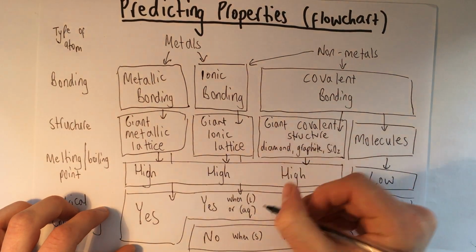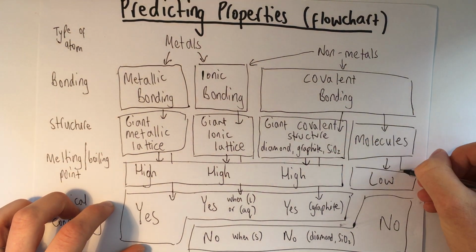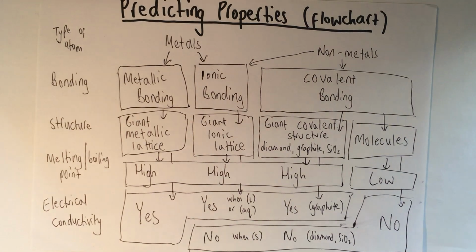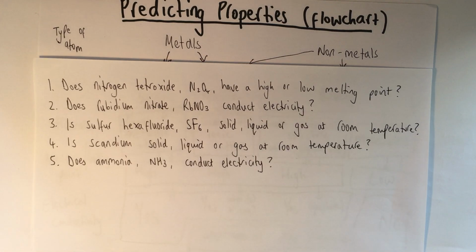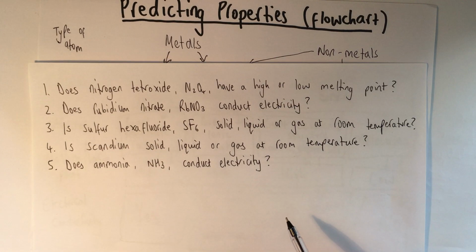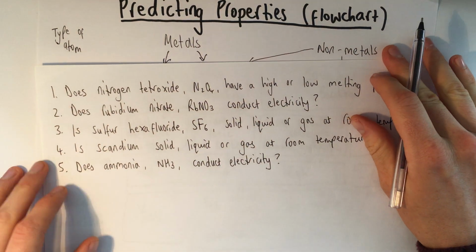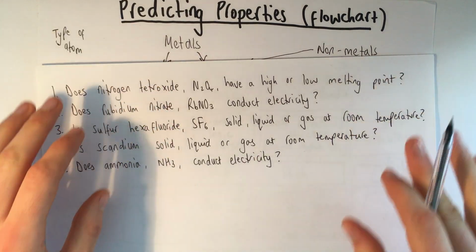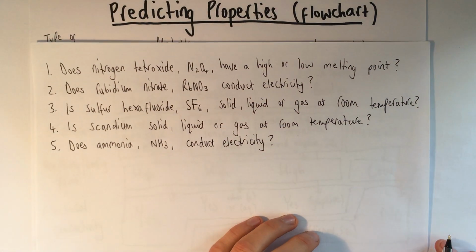Just get those last arrows in. Let's use that flowchart then to answer the questions that I showed at the start. I don't know anything about these elements and compounds yet, but I'll be able to use that flowchart to work out the answer to these questions. So first of all, nitrogen tetroxide, N2O4, is that going to have a high or a low melting point?